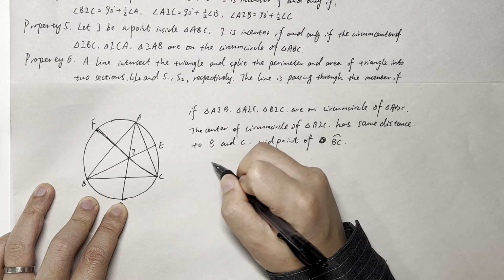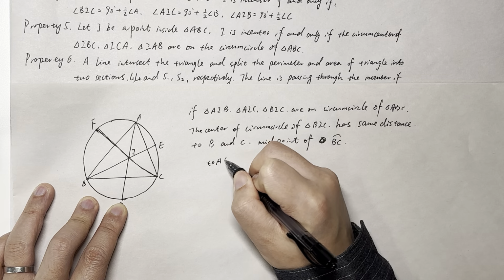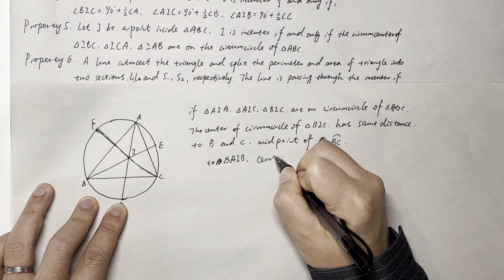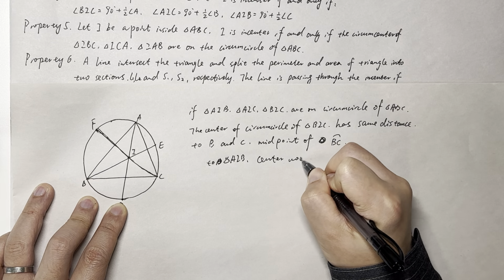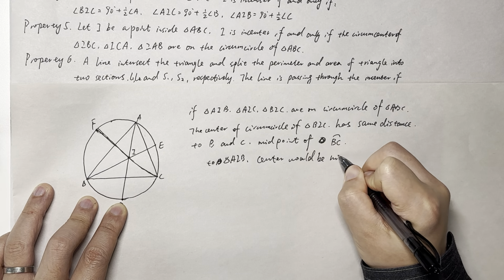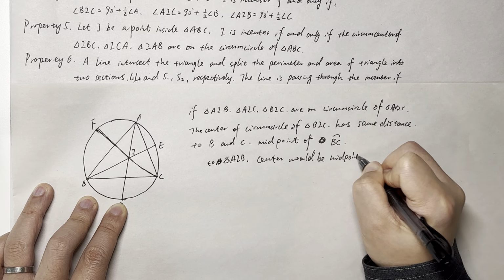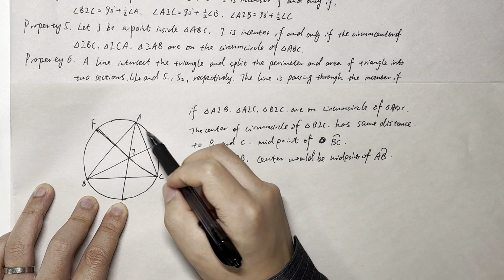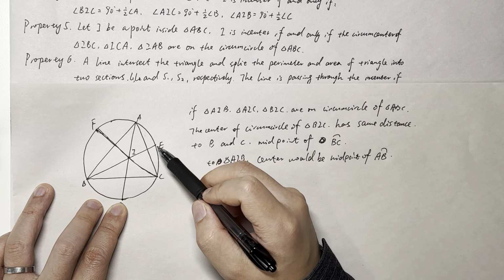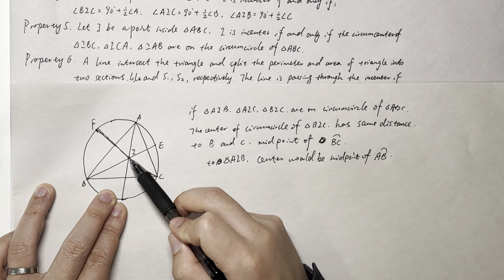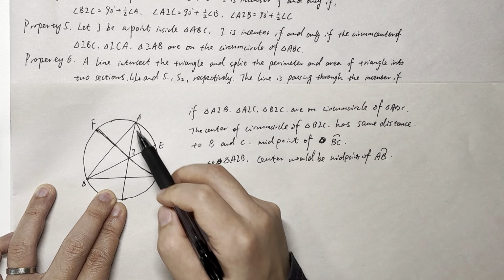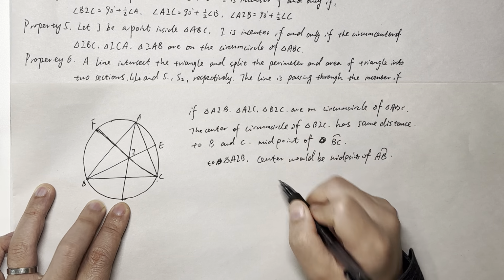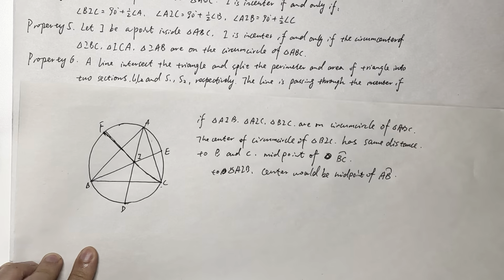Similarly, for the triangle AIB, the center would be the midpoint of arc AB, right? And similarly, the center of the circumcircle of triangle AIC would be the midpoint of arc AC, right? So now it looks like what?